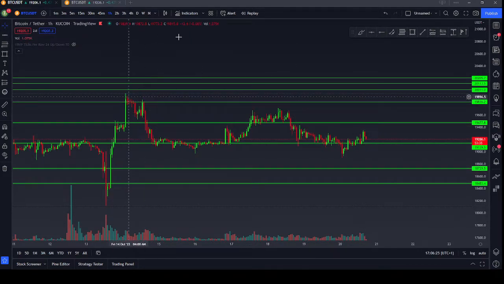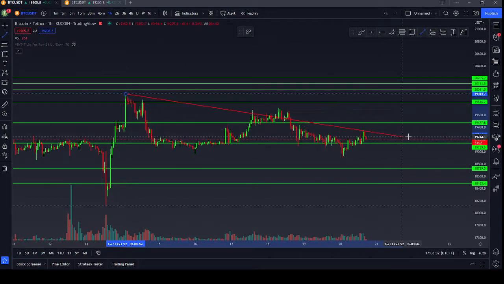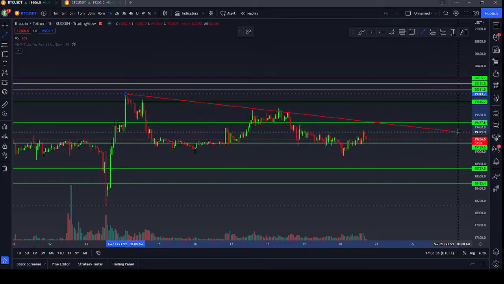If I take this line here, we are still on a bearish trend, even in the short time frame. So maybe we can come up and test this line, but it would still be a lower high, which would tell me it's still going down further.